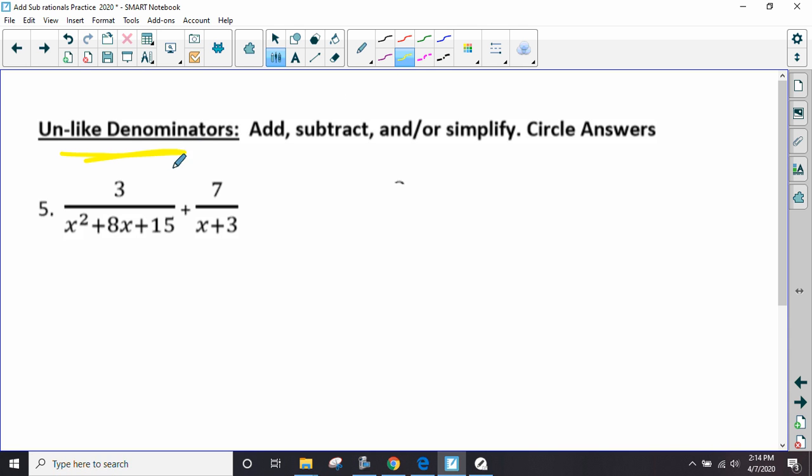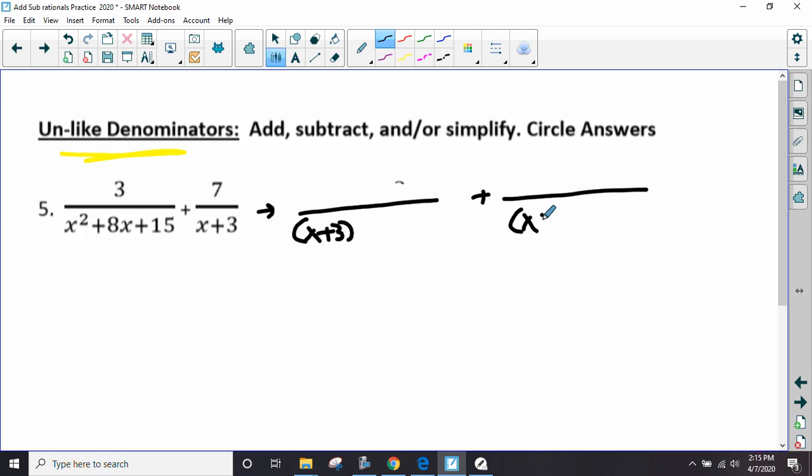All right, here's where it gets to the fun part. Unlike denominators. All right, went over this in class. I know those aren't straight. It's okay. Just tilt your head a little bit and it'll be fine. If you factor this side right here, it's going to have this one over here. Now, we know that this will actually factor as x plus 3, x plus 5. That means we have to multiply this right here by x plus 5.